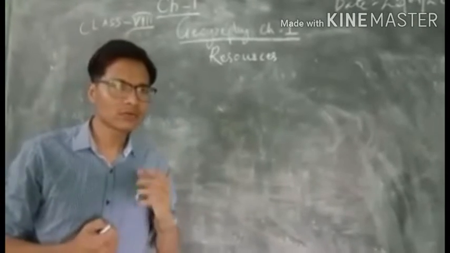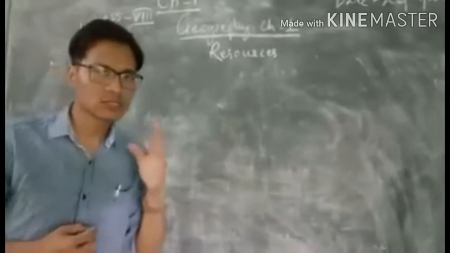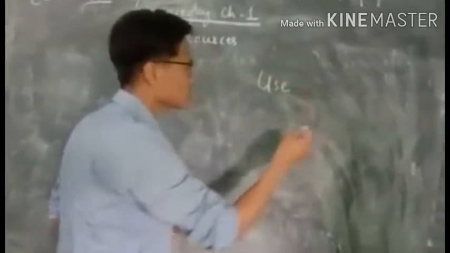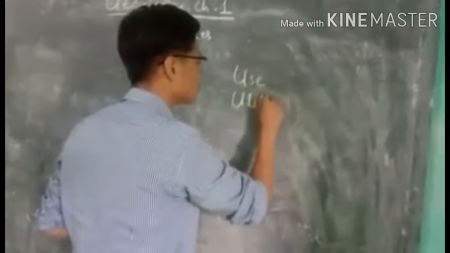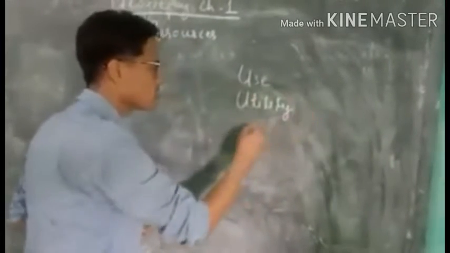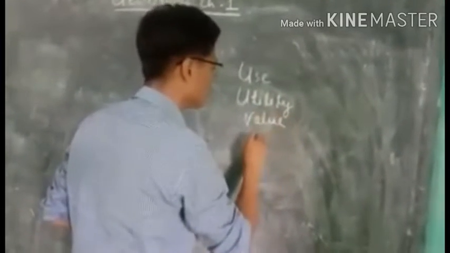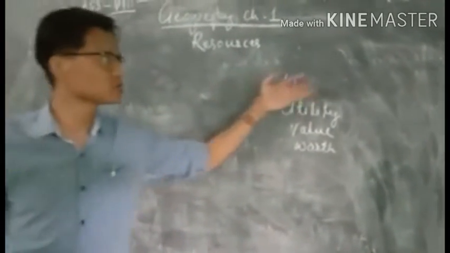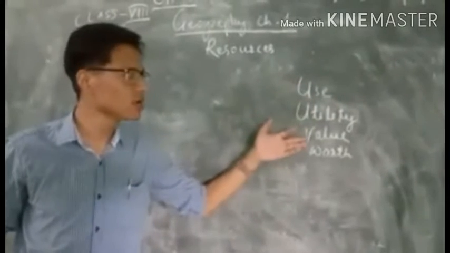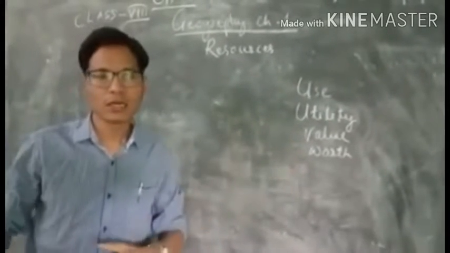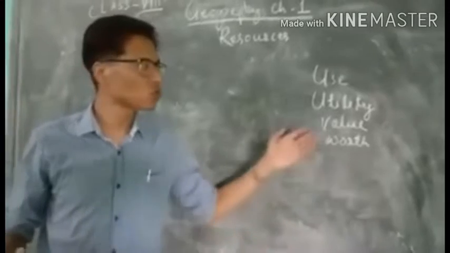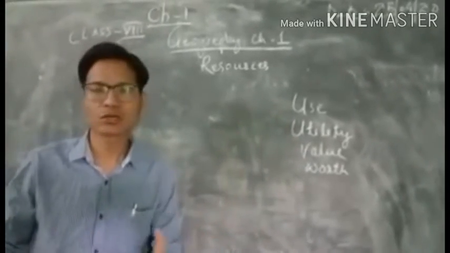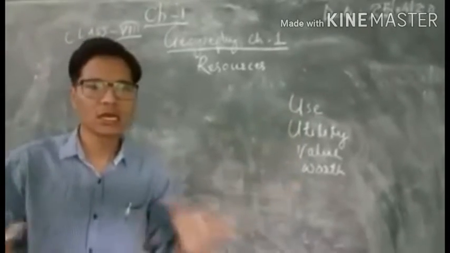There are a few words that we must remember to understand this word. Anything that has use, utility, value or worth. In your book you'll find these four words. Use and utility are the same things. If a thing has no value or no worth for us, no utility, no use for us, that's not a resource. Anything that has these things is a resource to us.